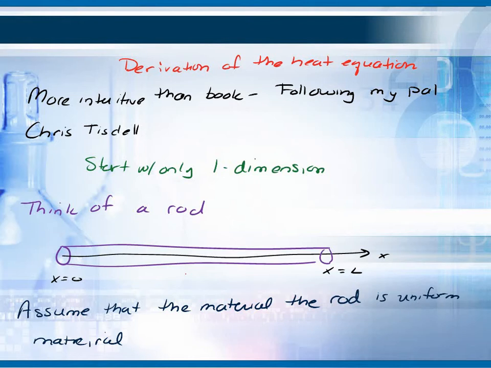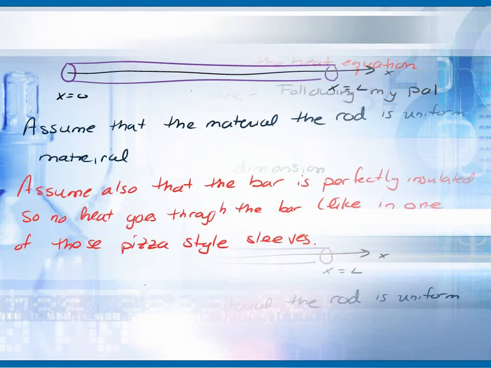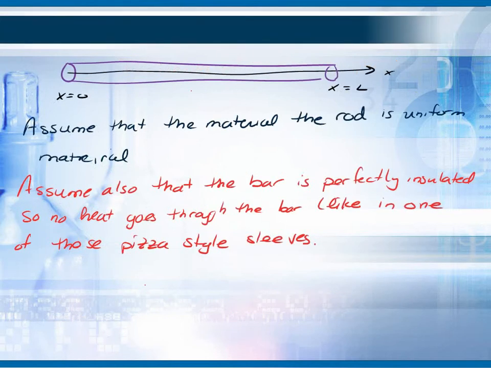So there are some assumptions in the heat equation. The first is that the rod is made of uniform material, so it doesn't have toxins in it somewhere. And you also want to assume that the bar is perfectly insulated around it, so you don't have heat going through the bar. You can think of one of those pizza-style sleeves that your pizza comes in, so something is wrapped around it so heat is not coming out through the rod.